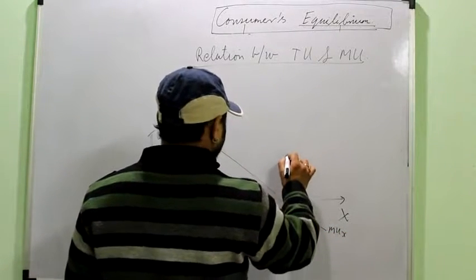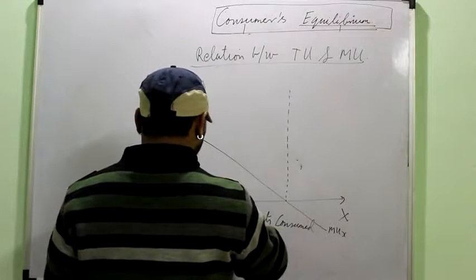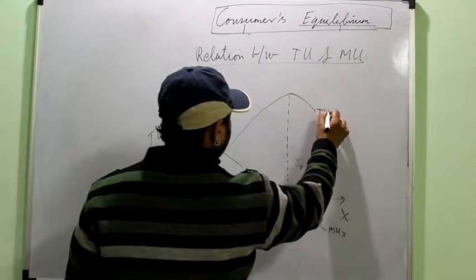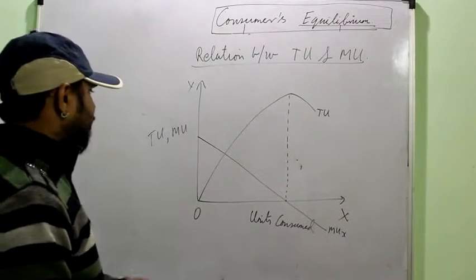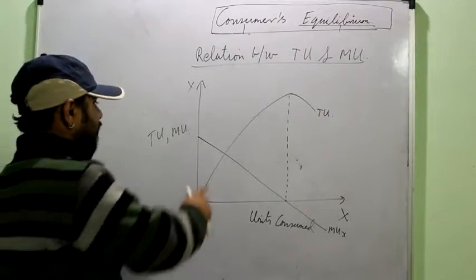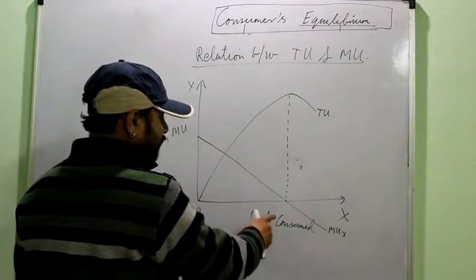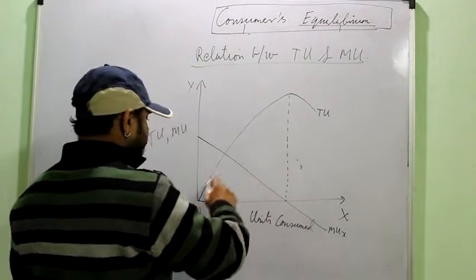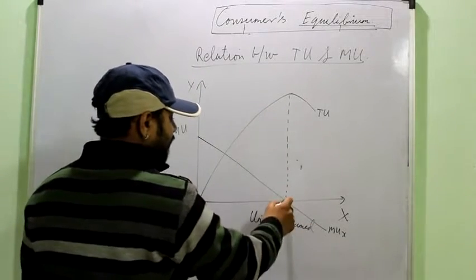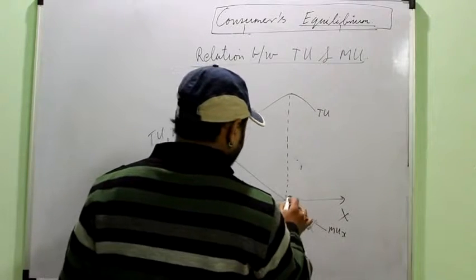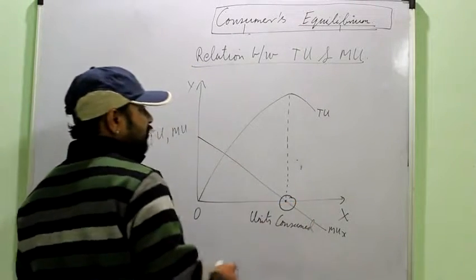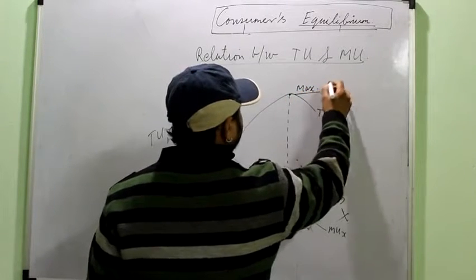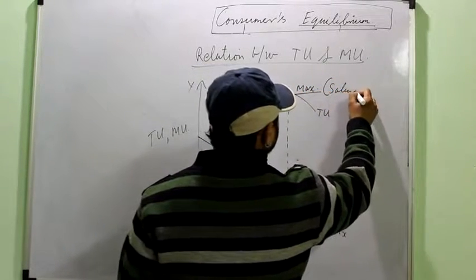And from here you have to mark a point, a dotted line. Till this point TU would rise, after this it would fall. From the diagram we can see that marginal utility starts diminishing, it is maximum here when the commodity is consumed. As we consume more and more units, marginal utility decreases and total utility rises. When the marginal utility is 0, here it is touching the x-axis, at that point total utility is maximum. This point is also known as the saturation point.